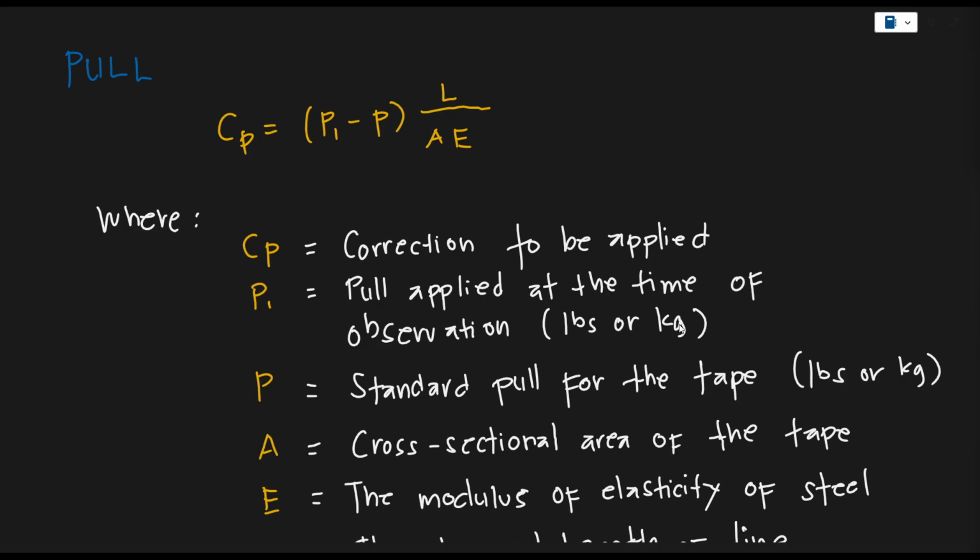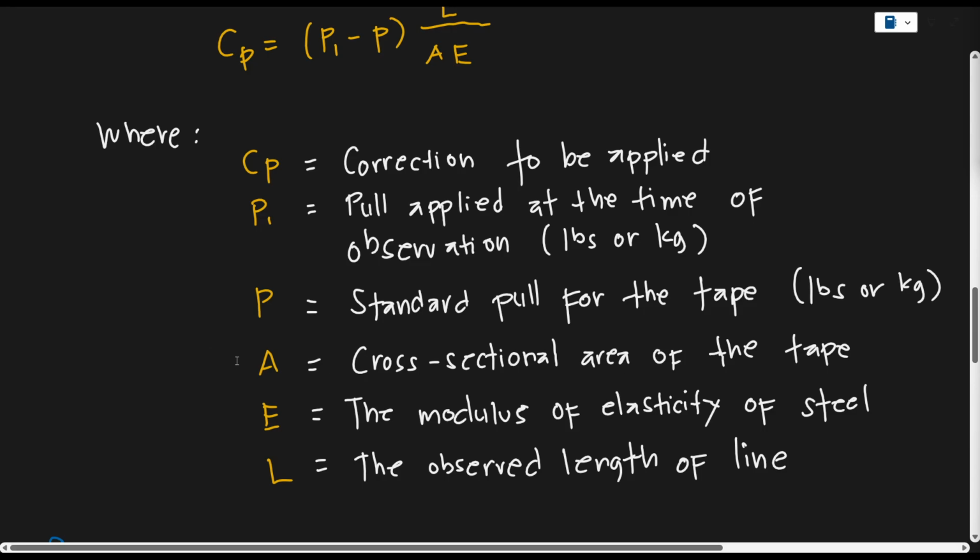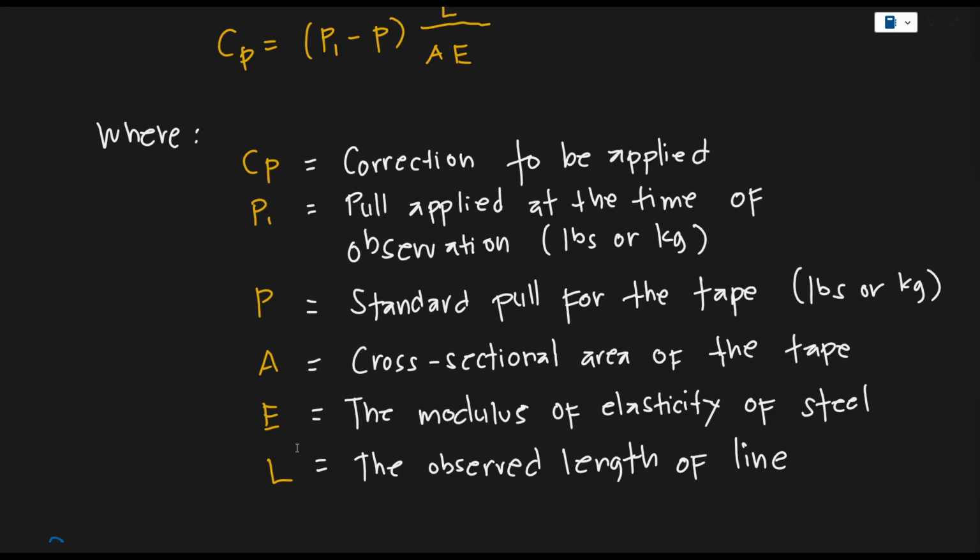Okay, we have A, the cross-sectional area of the tape. This is usually given in the problems that you'll be solving. And then E is the modulus of elasticity of the steel.